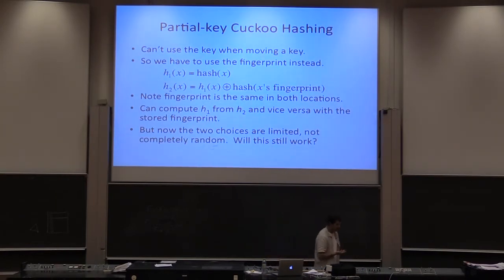Now, the problem with this is that I'm not getting two full random choices anymore. The whole idea is I want to keep short fingerprints because I want to keep this small. If my fingerprint is sufficiently small, I can't possibly get all possible pairs of locations. If I use just an 8-bit fingerprint, there's only going to be 256 possible hash values, where I might have a table that's 65,000 big, say, or bigger. So how do I know that this is going to work? Will this still work?